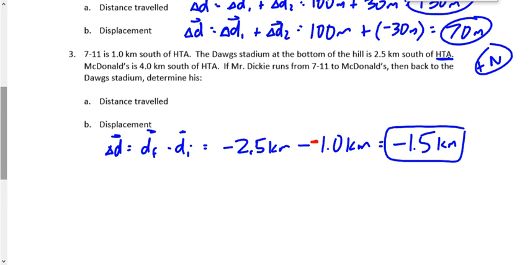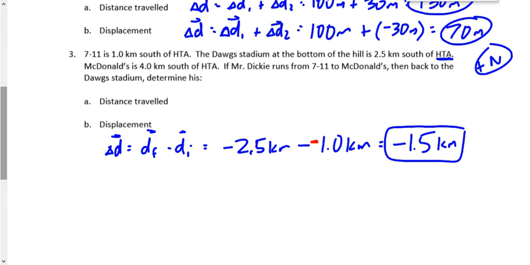Which makes some sense, right? If I start out at 7-Eleven and I go to the dog stadium, then I'm going to have traveled 1.5 to the south. Or if you defined south as positive, you would have gotten positive 1.5 there, right?